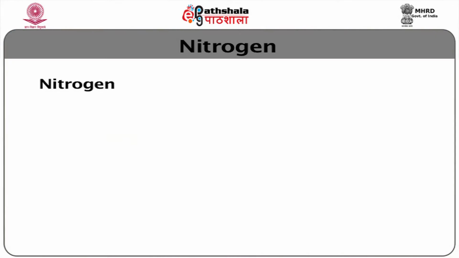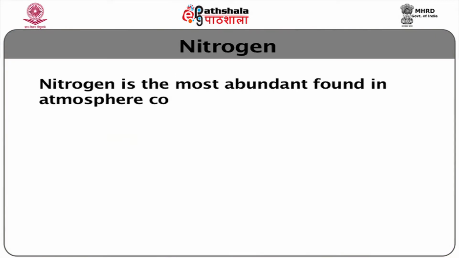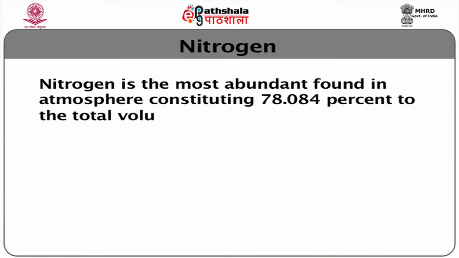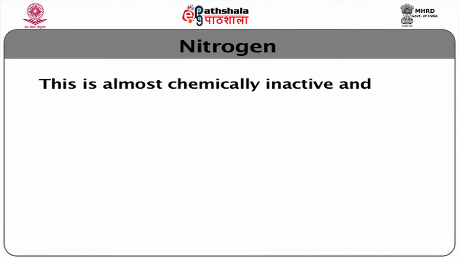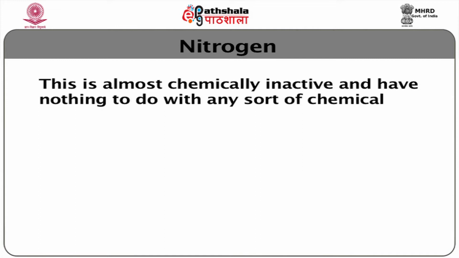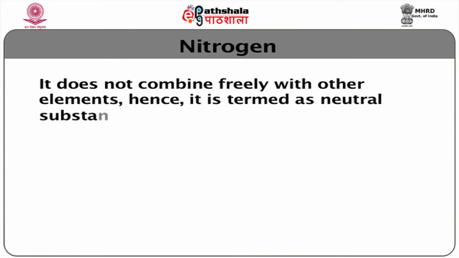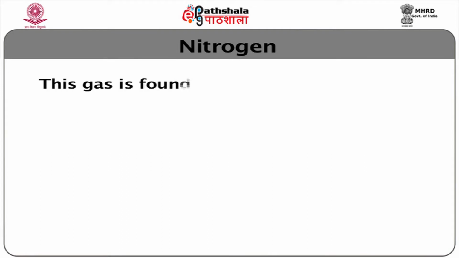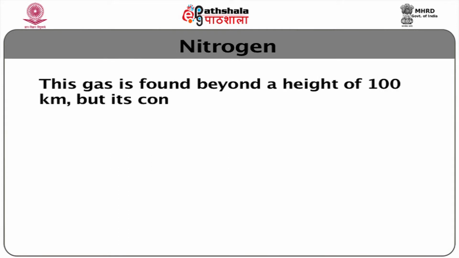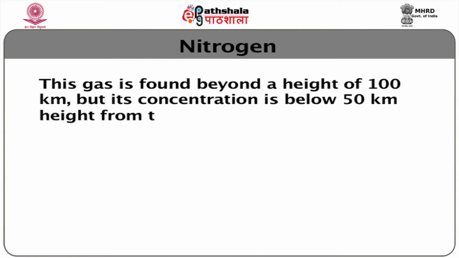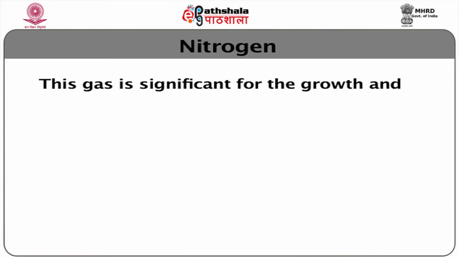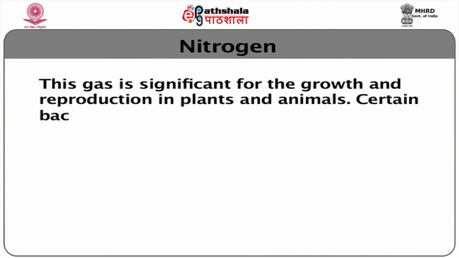Nitrogen is the most abundant gas found in atmosphere, constituting 78.084% of the total dry volume of air. This is almost chemically inactive and has nothing to do with any sort of chemical actions of the atmosphere. It does not combine freely with other elements, hence it is termed a neutral substance. This gas is found beyond a height of 100 km, but its concentration is below 50 km height from the sea level. This gas is significant for the growth and reproduction of plants and animals.